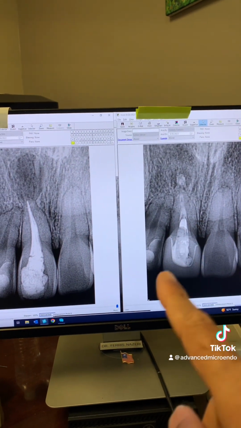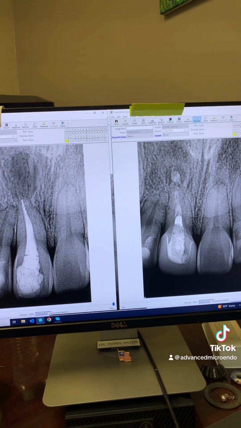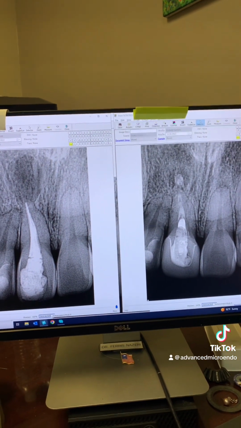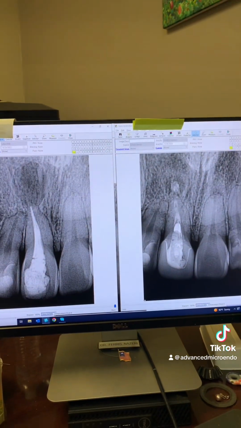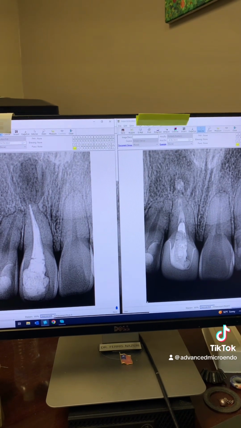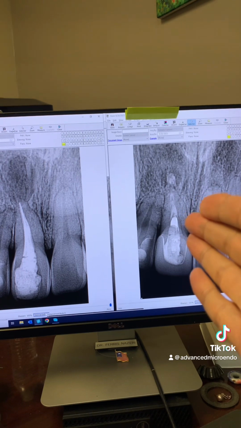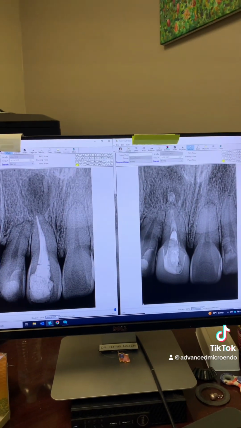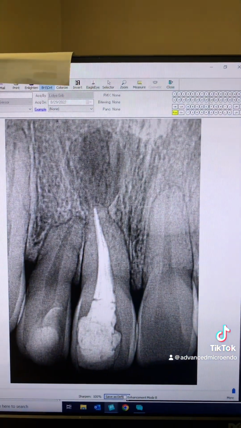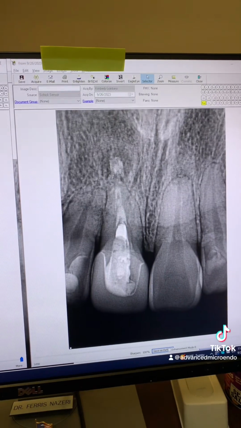Again, one appointment endodontic retreatment, and MTA extrusion. No effect on the outcome of endodontic treatment or retreatment. And this is another example proving my point. 1 year post-op of tooth number 8. Pre-op, 1 year post-op.